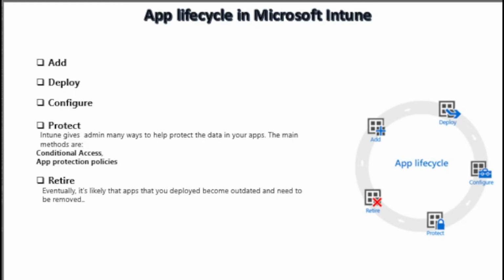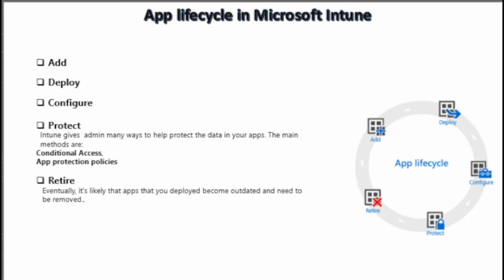The very first step in application lifecycle management is to add the apps which you want to manage. After adding, we have to deploy the app through Intune. You can then assign it to users or devices or a group of users or devices. You can customize the deployment based on your requirement. Then the admin needs to configure the apps as part of the app lifecycle.